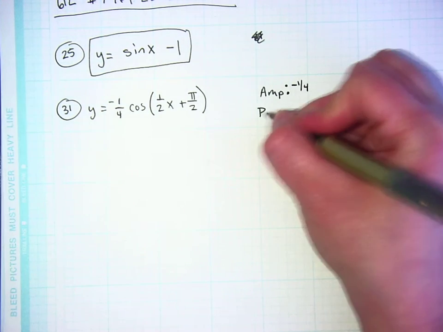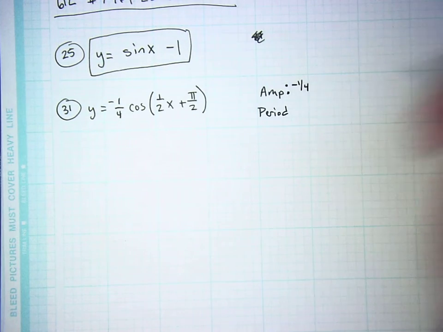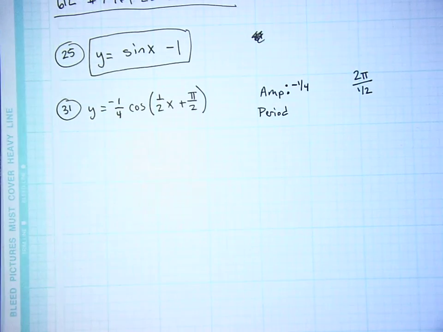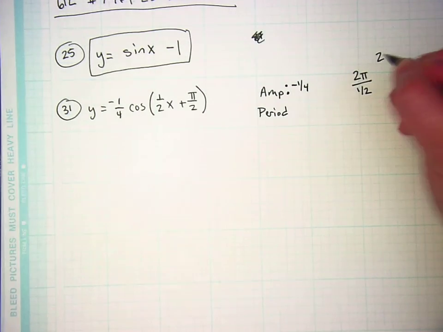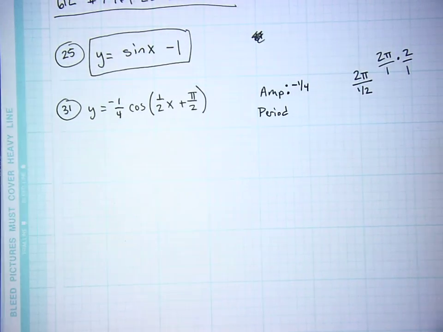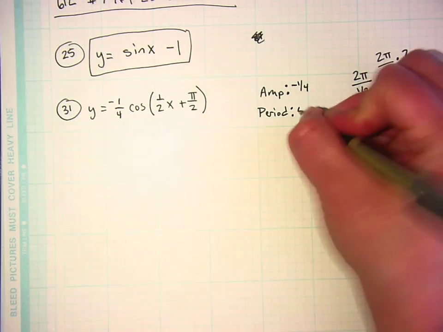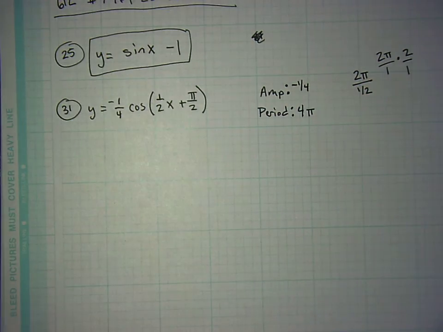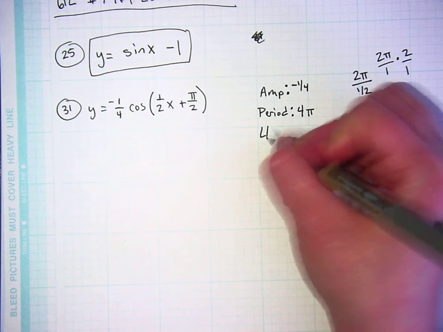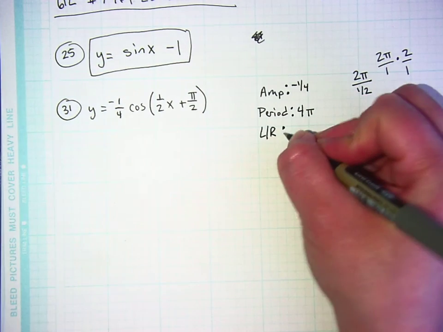Let's talk about the period. If you take 2 pi and you divide by 1/2, that's the same thing as 2 pi over 1 times 2 over 1, right? 4 pi. So the period's going to be 4 pi. It's going to reach a distance of 4 pi. That's the period. All right, how about the left and right? That's called a phase shift, by the way. The phase shift.